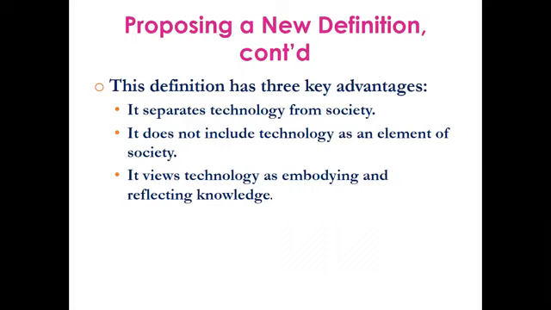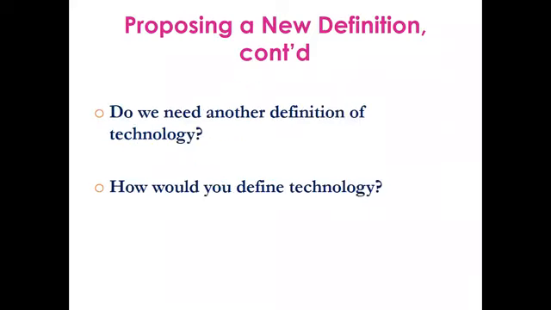Now, the definition we have just looked at by Kwan Hay separates technology from society, which is what we've been looking for. It does not include technology as an element of society. It is not just one of the things in society. It views technology as embodying and reflecting knowledge. It is not just knowledge, it is an embodiment of knowledge. When you have your own definition, it's good to create it, but just make sure that it has all of those ingredients of complexity.